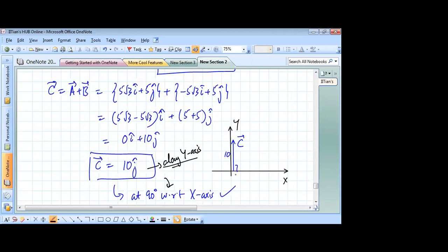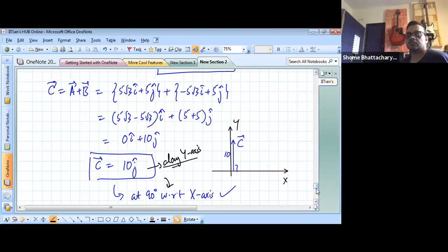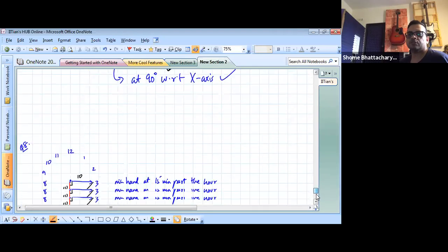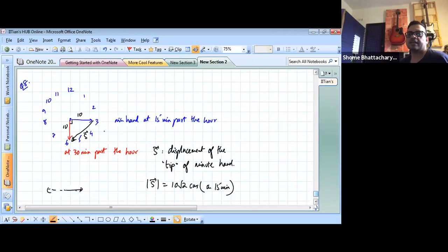Now coming back to this question, the 8th one. This is the dial of the clock. So we know from observation that the minute hand changes from a horizontal position to a vertical position from 15 minutes past the hour to 30 minutes past the hour. So how much is the displacement of the tip of the minute hand, the tip of the arrow? That is this hypotenuse. So that's why it is 10.